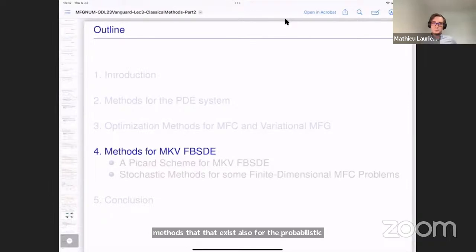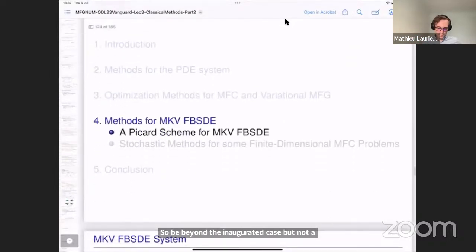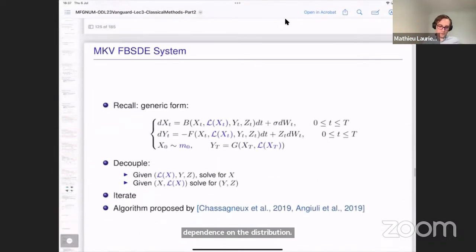I will start with a Picard scheme developed by Francois and co-authors for a class of FBSDEs, and then some approaches for mean-field control problems in special situations where the dependence on the distribution is only through moments, a finite number of moments. So beyond the linear quadratic case, but not a full, or not a general, dependence on the distribution.